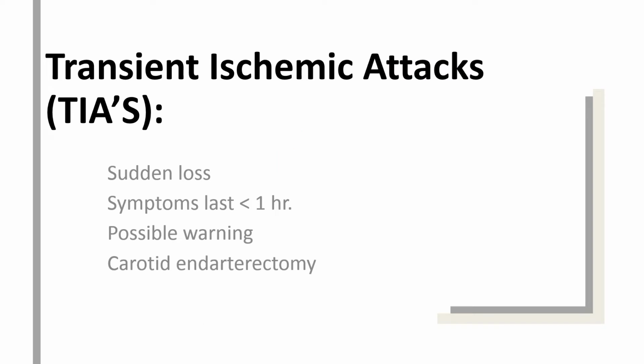A transient ischemic attack, or TIA, is temporary ischemia to a region of the brain. It presents as sudden loss of motor, visual, or sensory function. The symptoms last less than 1 hour, and it is a possible warning sign of impending stroke. In fact, 10% of clients will have a major stroke within 1 year following a TIA.